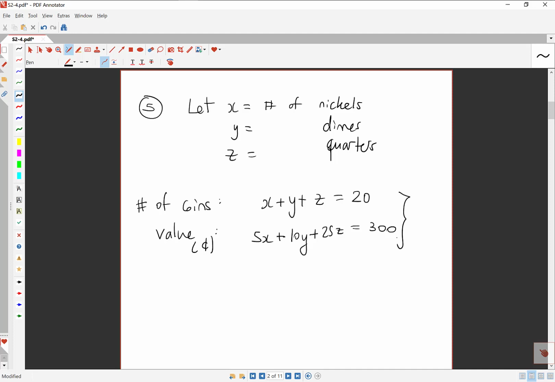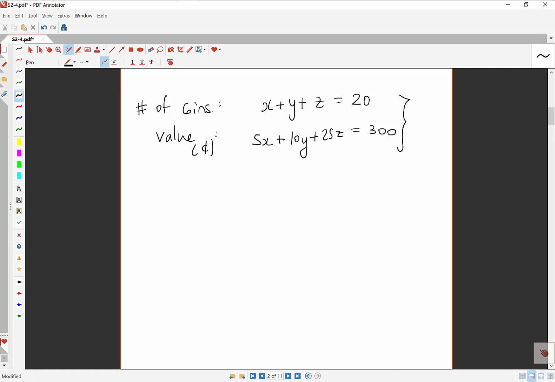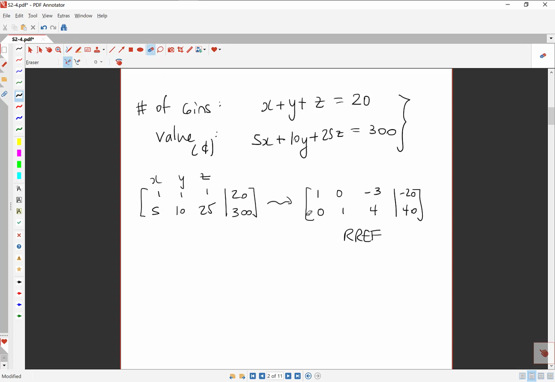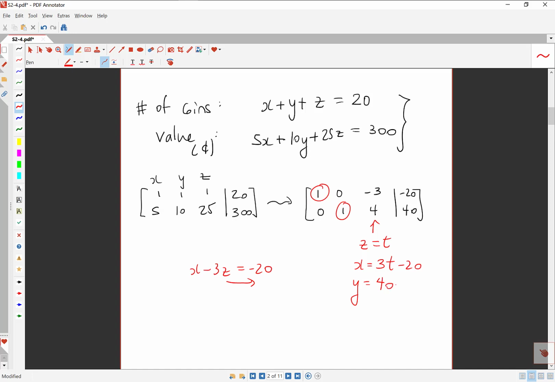So that's our system. And as usual, we'll put that into a matrix and then get it into our REF. So there's our system in matrix form, and you can check that if we put this into our REF, it comes out looking like this. So let's go ahead and solve this. Circle the first non-zero entry in each row. And so z is going to get a parameter here. From the top row, we can say x minus 3z is equal to negative 20. So if we solve for x, that's x equals 3t minus 20. And in a similar way, y will be, you could say, 40 minus 4t.